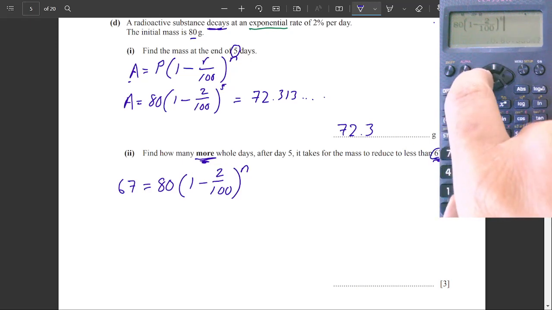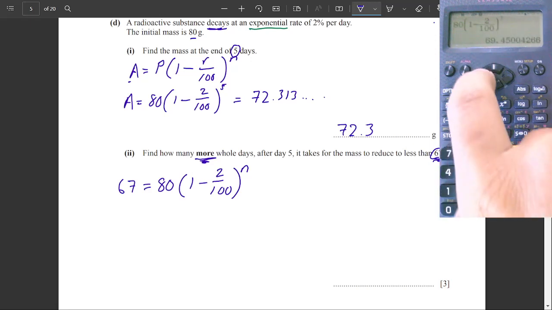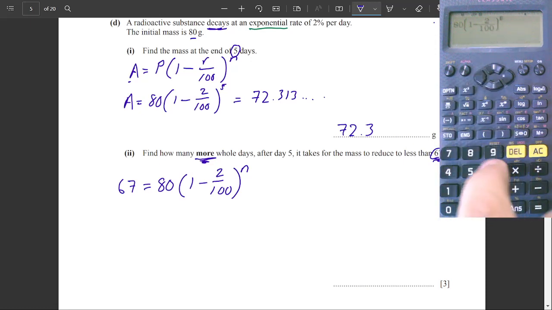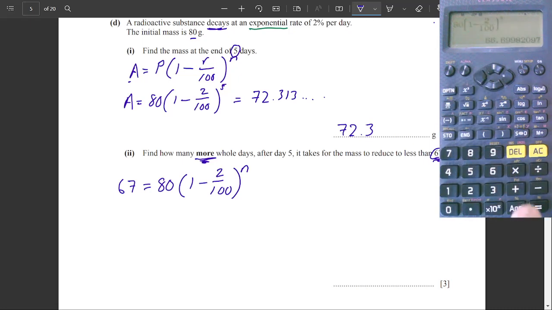So that's 6 days. After 7 days, we're at 69. Over 8 days, we're at 68. After 9 days, we're at 66. We just dropped below 67. So that means, let's show that in our calculation. What I've got on my calculator is 81 minus 2 over 100, bracket to the power of 9, equals 66.69, etc.